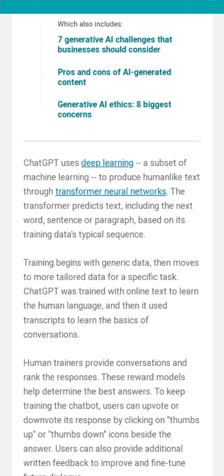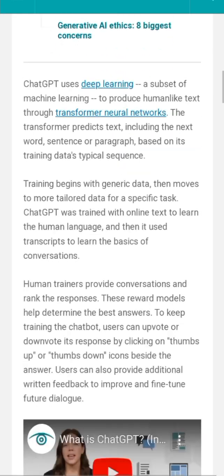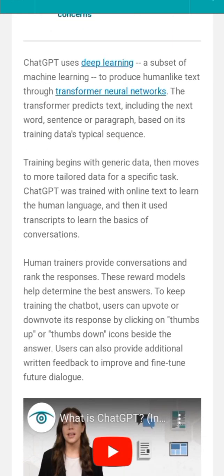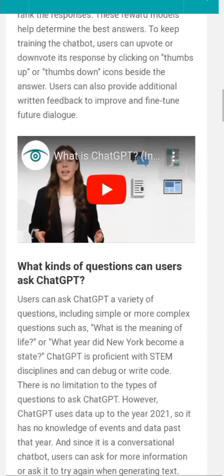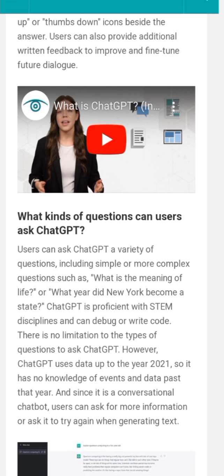ChatGPT uses deep learning, a subset of machine learning, to produce human-like text through transformer neural networks. Training begins with generic data, then moves to more tailored data for a specific task. ChatGPT was trained with online text to learn the human language, and then it used transcripts to learn the basics of conversations.